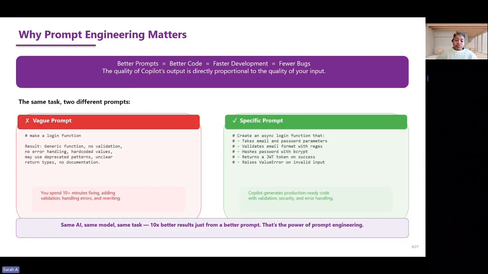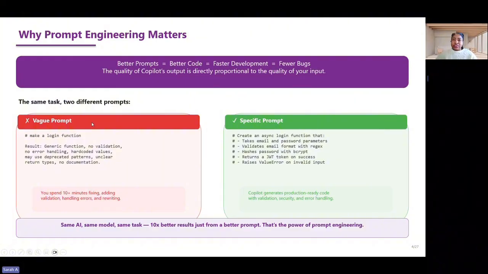The second prompt obviously gives dramatically better results than the first one, because the first one is vague. Then I moved on to: why does prompt engineering matter? If we look at this math up here, a better prompt means better code, which means faster development. Remember, last week we learned how to drive the car. Today we are trying to go faster, with faster development time as well, and fewer bugs. So the quality of what you generate is based on your prompting skill.